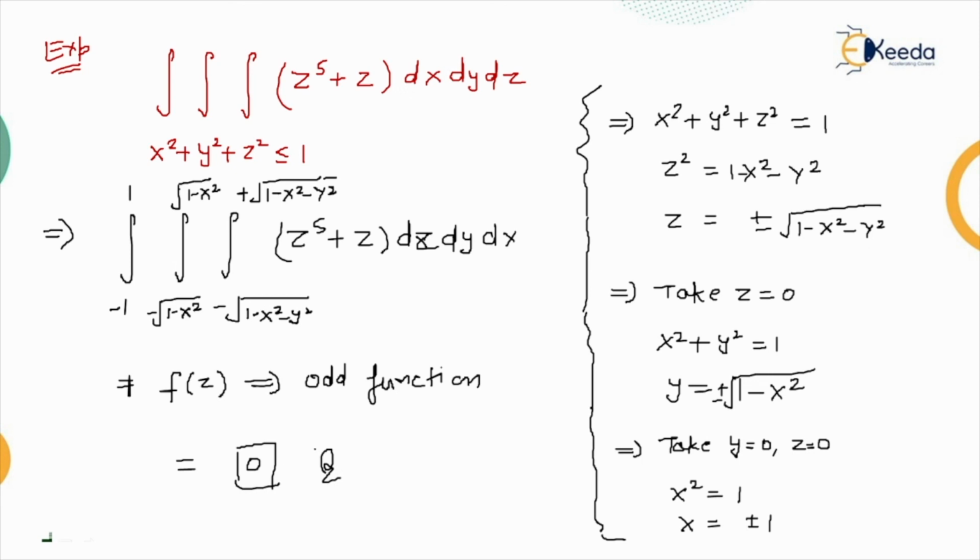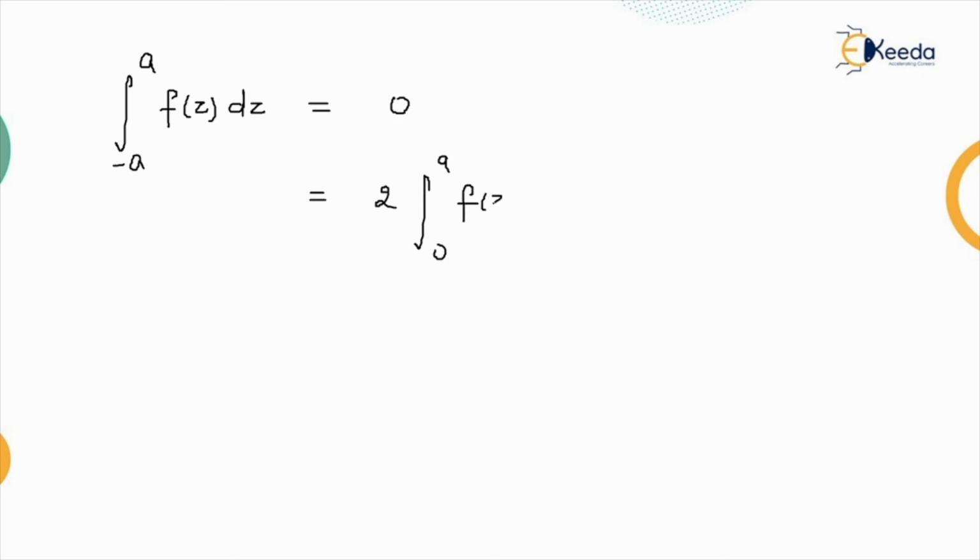And I hope everybody knows this relation. This is a rule of integration. If you have a limit of minus a to a and your function f(z) dz, the result will be 0, or it will be twice the integral from 0 to a of f(z) dz. This is 0 if your function is odd, and twice this if your function is even. So our function was odd, that's why our result was 0. So this was the question.